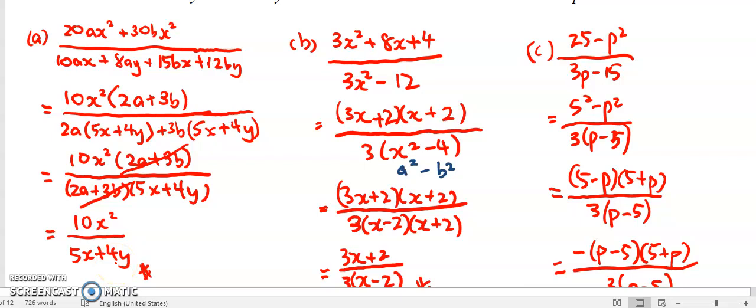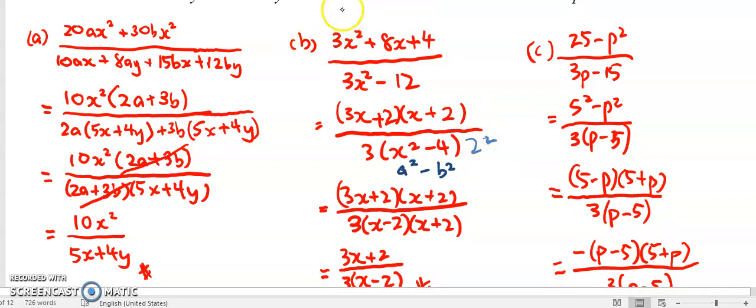Alright, and for example B, in the numerator we have a quadratic expression. We can factorize it using cross method factorization. And then in the denominator, 3x squared minus 12, we factorize out 3 from both terms to be 3 bracket x squared minus 4. Now x squared minus 4 is a special identity, which is a squared minus b squared, because 4 is actually 2 to the power of 2. Okay, 2 squared, which is your b squared.